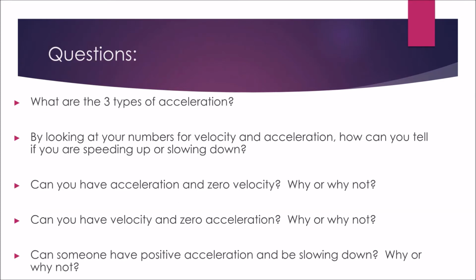So what are the three types of acceleration? Positive, negative, and zero. By looking at your numbers for velocity and acceleration, how can you tell if you're speeding up or slowing down? If the signs for velocity and acceleration are the same, that means they're speeding up. If they are different, it means they're slowing down. So if you have one positive and one negative, you're slowing down. If you have both positive, then you're speeding up.